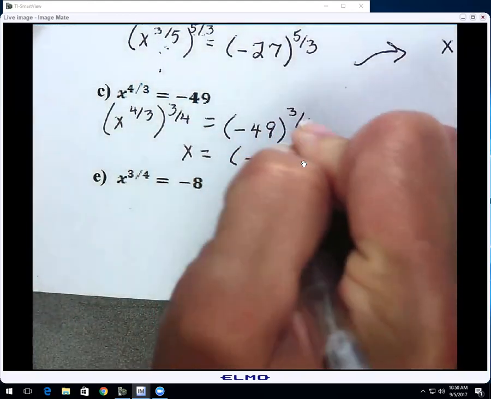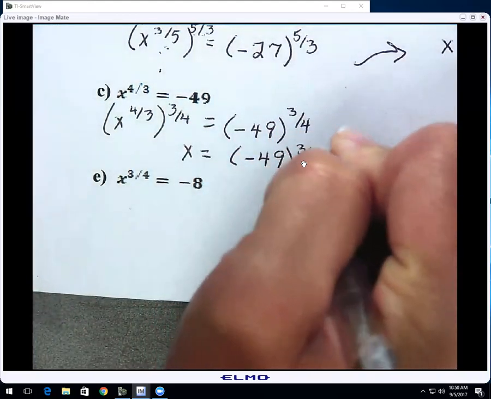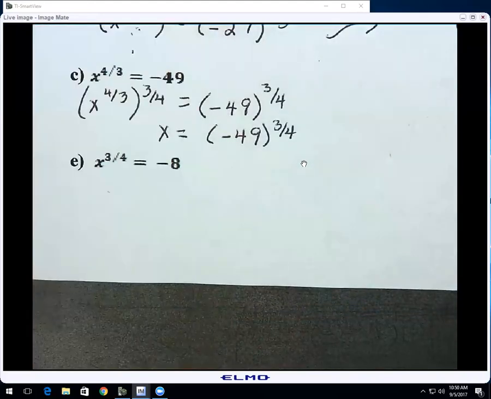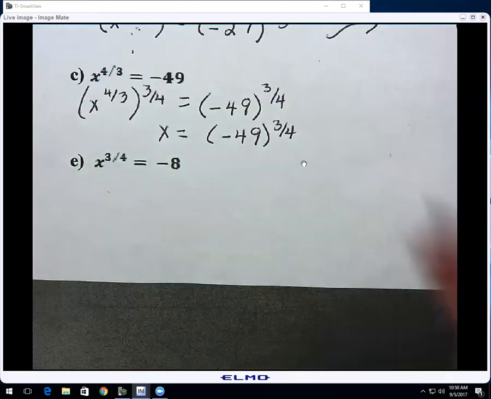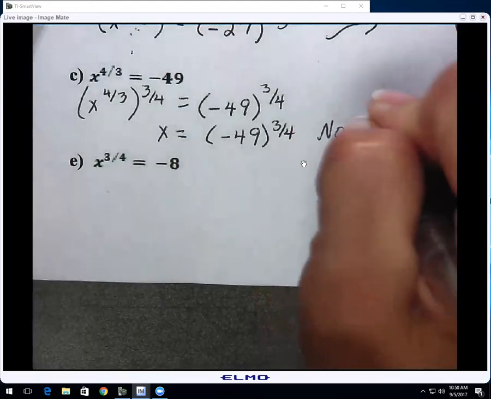How do I know that equation has no solution? Because there's not a 4th root of 49. There is a 4th root of 49, I'd have to find it on my calculator. But there's not a 4th root of -49. You can't take the 4th root or an even root of a negative number. So this has no solution.